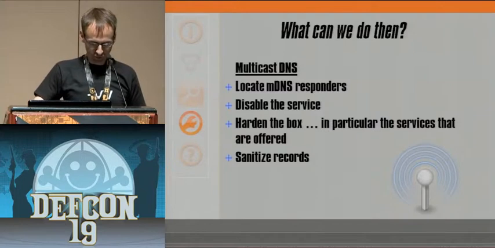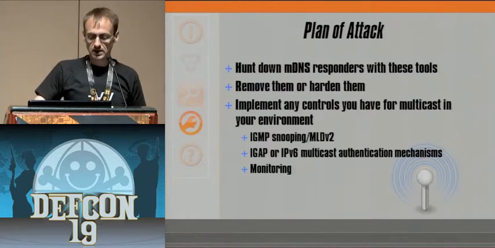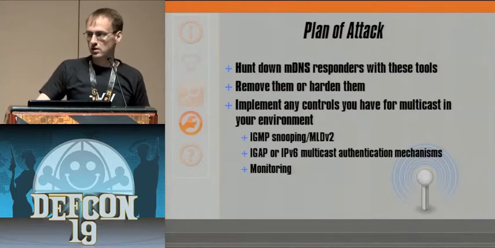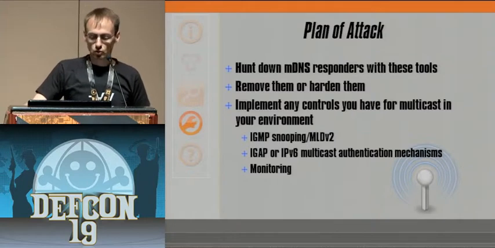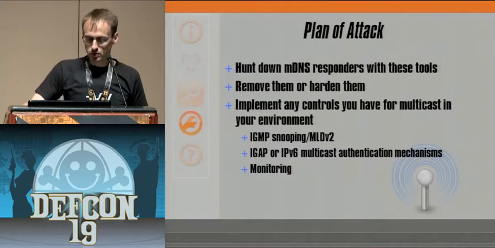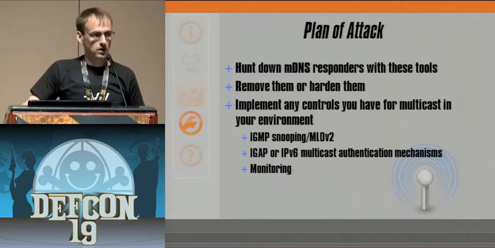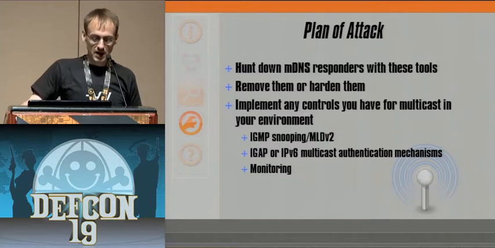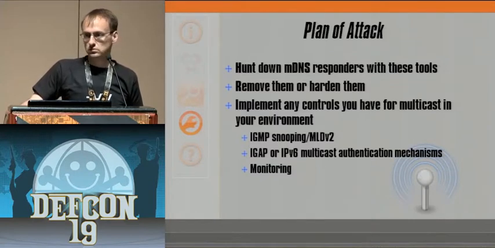All right. So ultimately, the plan of attack is hunt down MDNS responders with these tools, remove them or harden them, and then implement any controls you have for multicast in your environment. The IGMP snooping, that's for IPv4, MLDv2 in those environments that have implemented IPv6. Implement, of course, IGAP if you have it, or any IPv6 multicast authentication mechanisms available, and of course, monitor. Find out who is out there participating.